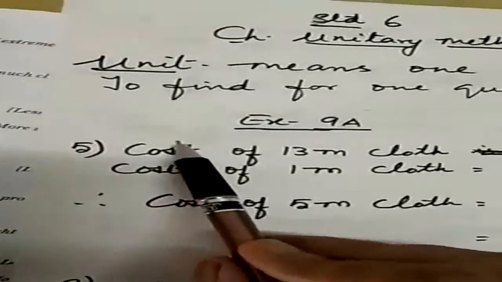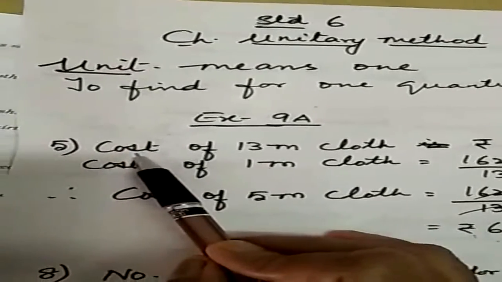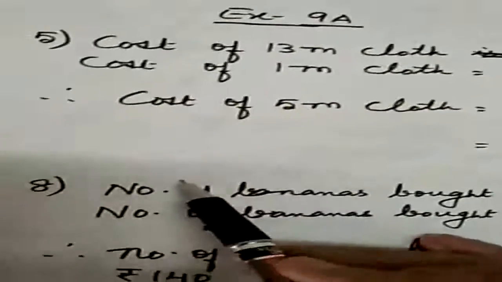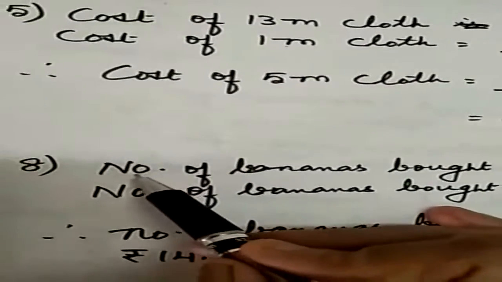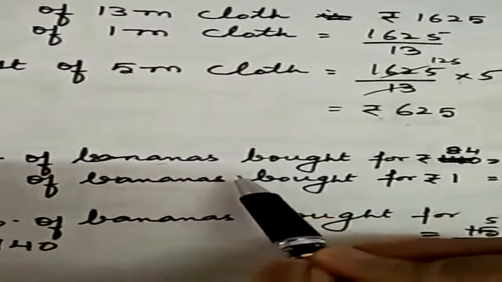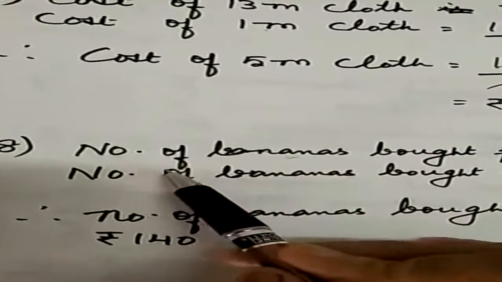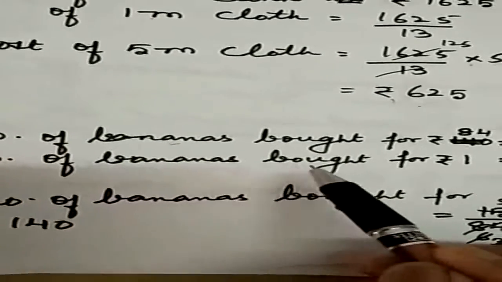Like in the first question, when you are starting the statement from the cost, that cost should be written after the equal to. Here, when you are starting with the number of bananas, that number of bananas should be written after the equal to. Okay, now next statement, number of bananas bought for.